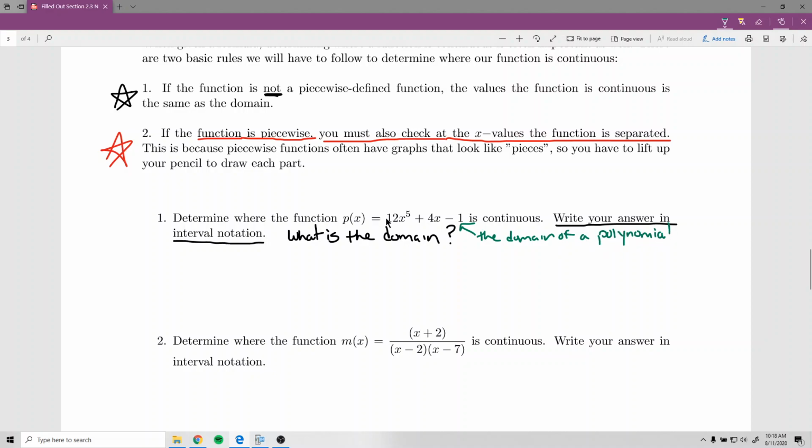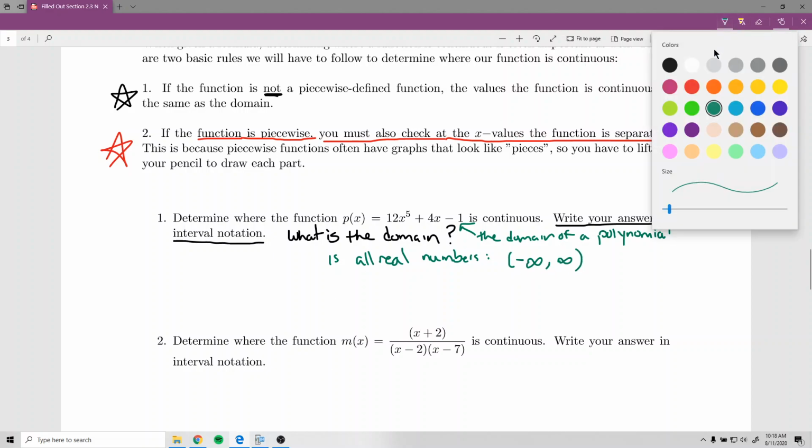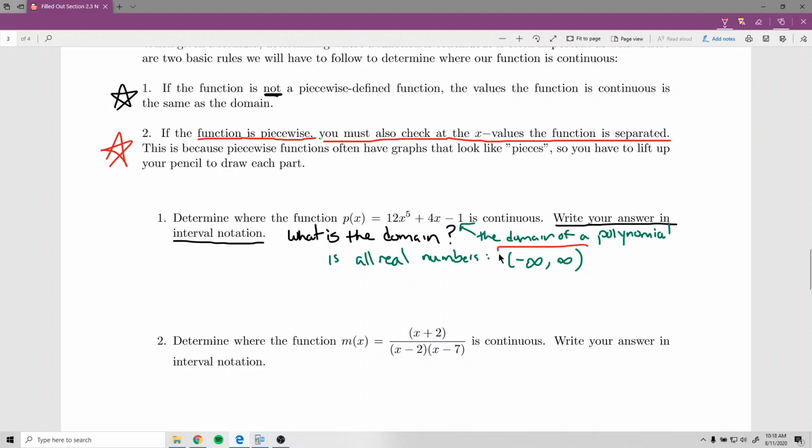Right, we only have positive whole numbers as the powers of x, so it's a polynomial. And the way we write all real numbers in interval notation is negative infinity to infinity. And that is our answer for this one. There's no more work to do.